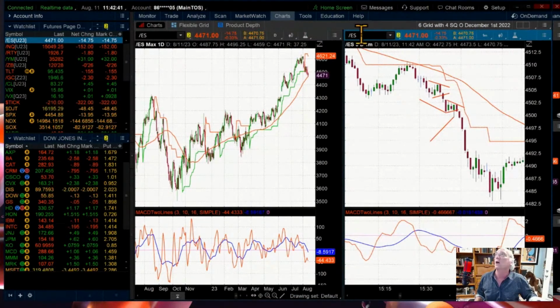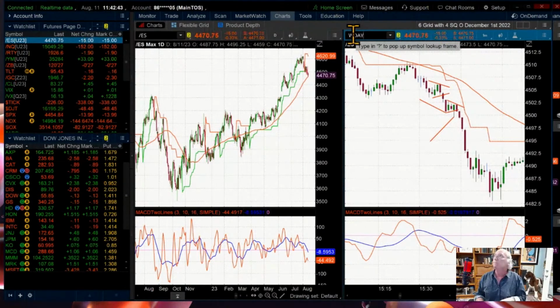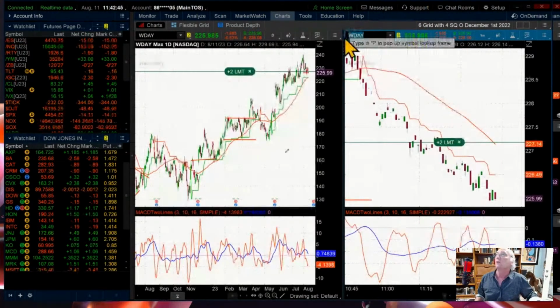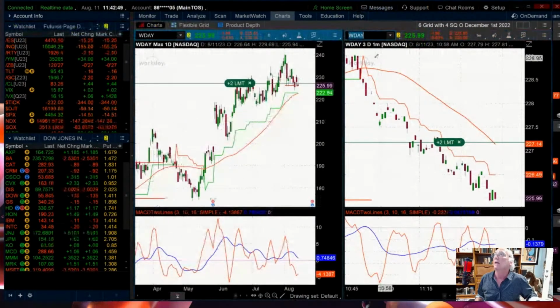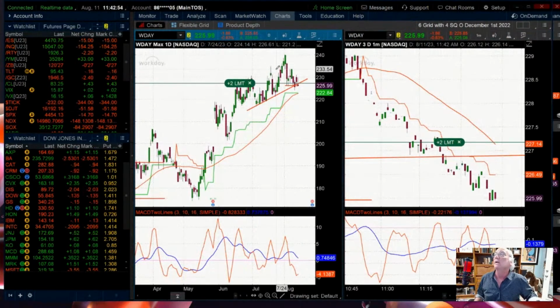So, and just to let you know, getting back to it about Workday, I don't see anything that resembles an inverse head and shoulders. In fact, I see a trend line break, and the rest of the group is getting pounded, and now you got to look at the moving average. That's what I think. So that's where I am with Workday.